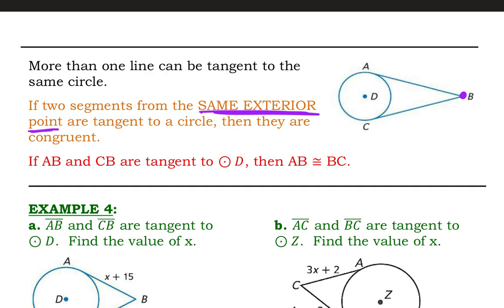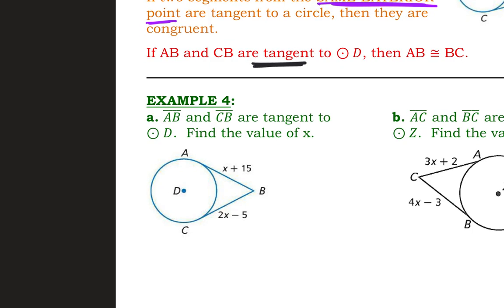The exterior point being on the outside of the circle. When they share that point, then these two tangent lines are going to be congruent. But that's given that you know that they're tangent, right? If you know they're tangent and they share a common point, then these two segments will be equal. All right, so all it is, is setting it equal.